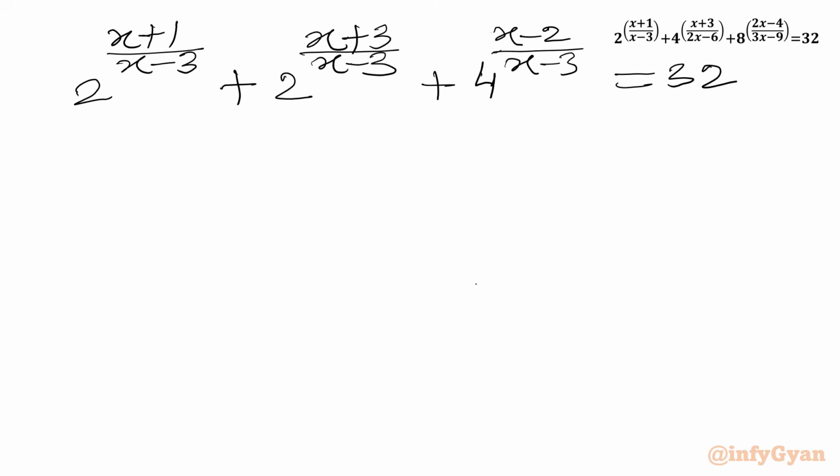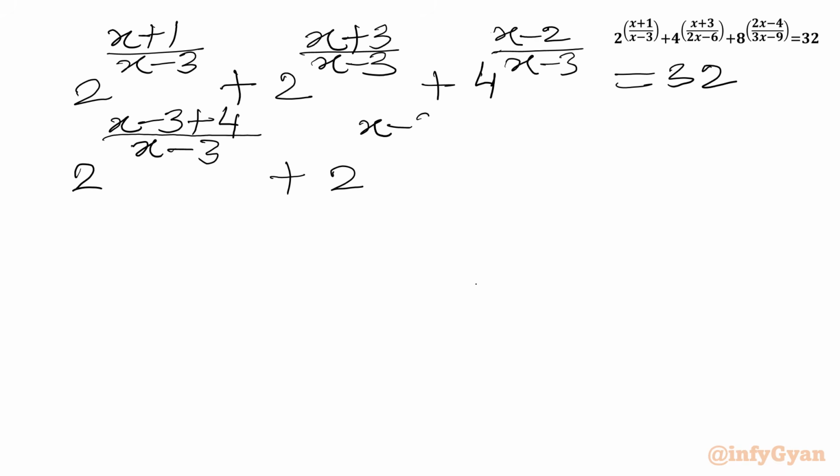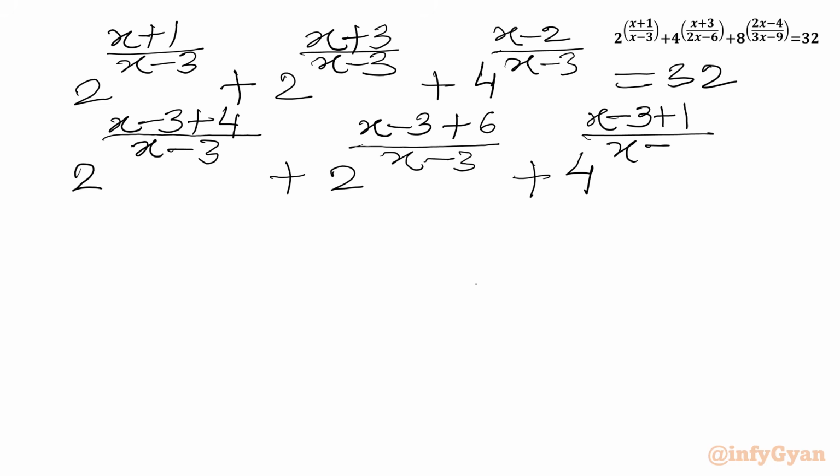Now we'll write the numerator in terms of x minus 3. So we can write 2 power (x-3+4)/(x-3) plus 2 power (x-3+6)/(x-3) plus 4 power (x-3+1)/(x-3) equal to 32. Now we have x minus 3 everywhere.